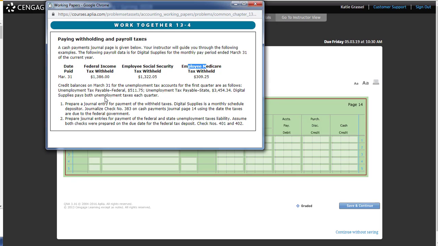Interesting. They tell you when to pay it, but they don't give us the date. They're doing that on purpose because they want you to read in your book. So if we look at our handy-dandy accounting book in section 13.4, this for sure will be a test question, multiple choice / true false.